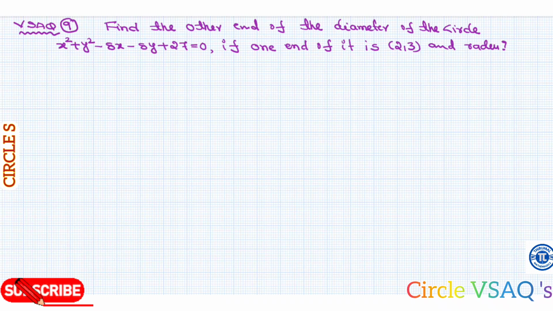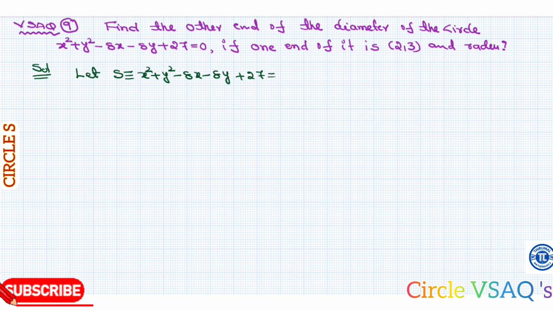Next question, the ninth one. Find the other end of the diameter of the circle x² + y² − 8x − 8y + 27 = 0 if one end of it is (2, 3), and also find the radius. Okay, solution. Let the given circle be S = x² + y² − 8x − 8y + 27 = 0. Now the center.